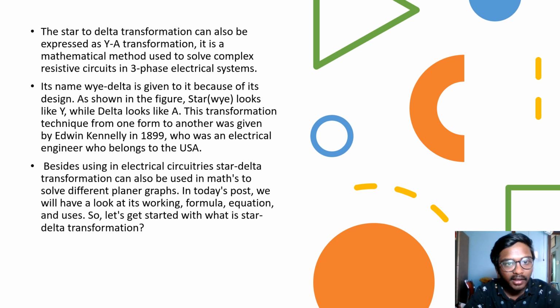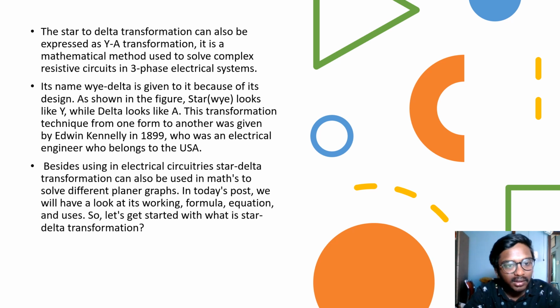The star to delta transformation can also be expressed as Y to delta transformation. It is a mathematical method used to solve complex resistive circuits in three-phase electrical systems. Its name, star and delta, is given because of its design, as shown in the figure: star, or wye, looks like Y, while delta looks like Δ.